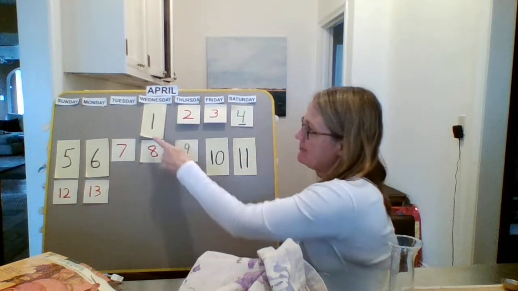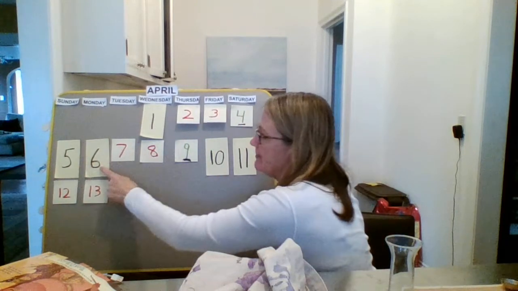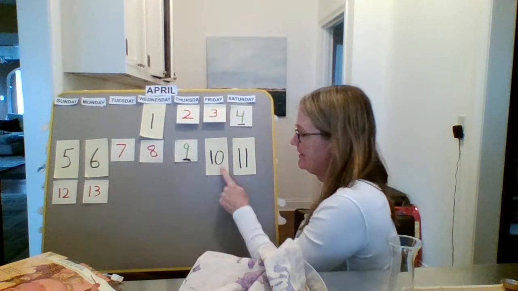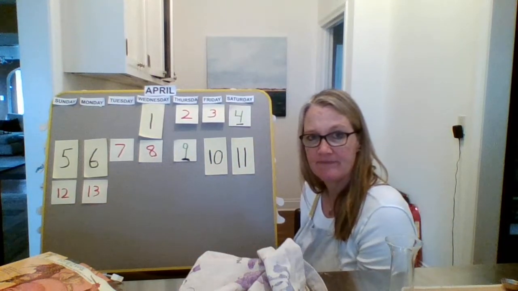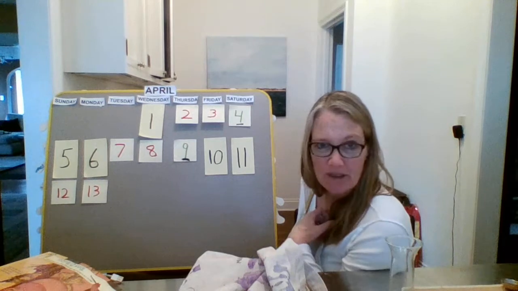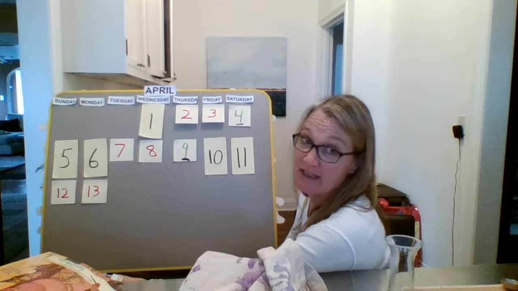So let's count how many days we've had so far in April. 1, 2, 3, 4, 5, 6, 7, 8, 9, 10, 11, 12, 13. What comes after 13? I think it's 14. All right, so now it is 14.